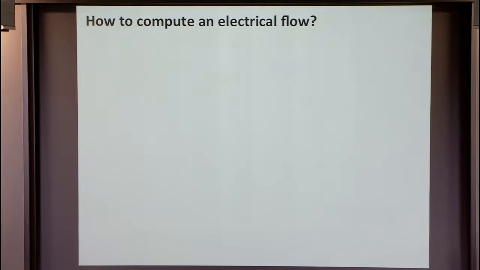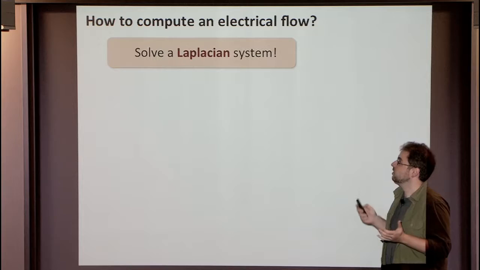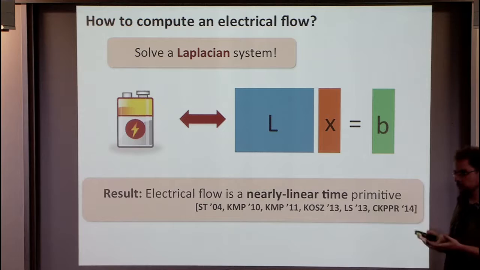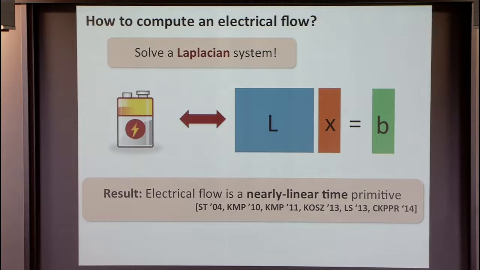So now we know what electrical flows are, but of course we want fast algorithms, so how do we compute electrical flows? Clearly, if you went to the previous lectures, you know what you have to do. All you have to do is solve a linear system, specifically a Laplacian linear system. And once you know that, we can just refer to the previous talk by John, and you know that you can compute electrical flow extremely fast, namely in nearly linear time.